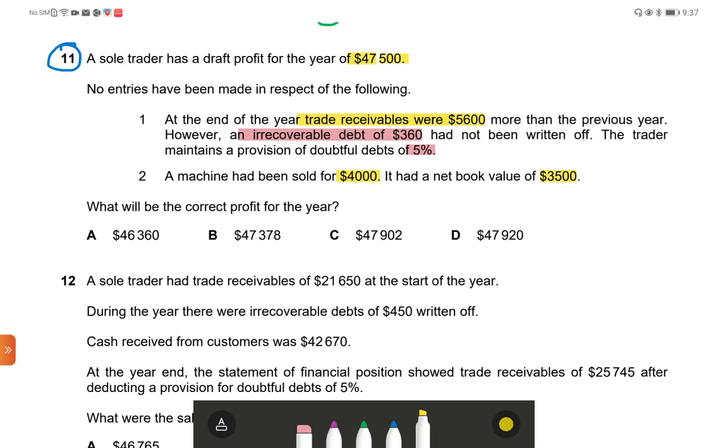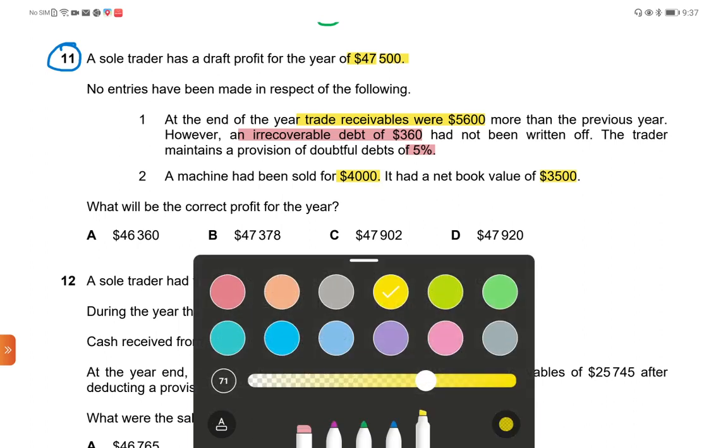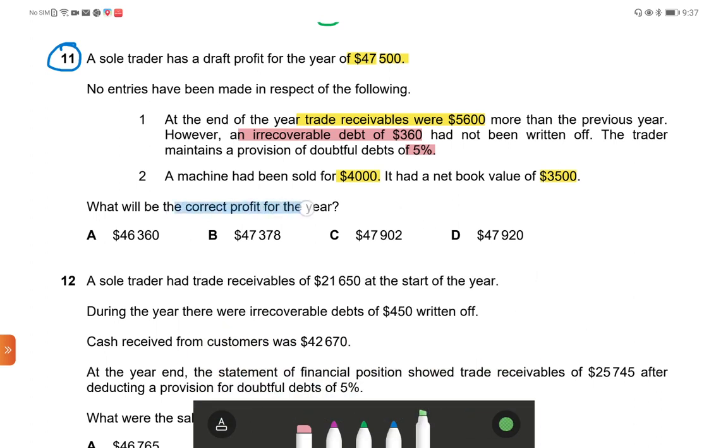What will be the correct profit? They made errors, they forgot to enter the above. So we can calculate. The draft profit is 47,500. Now there is the expense. One expense is there, then one income also is there. First we can check the expense. Expense is bad debt written off 360 and provision for doubtful debts. So we have to deduct the expense.